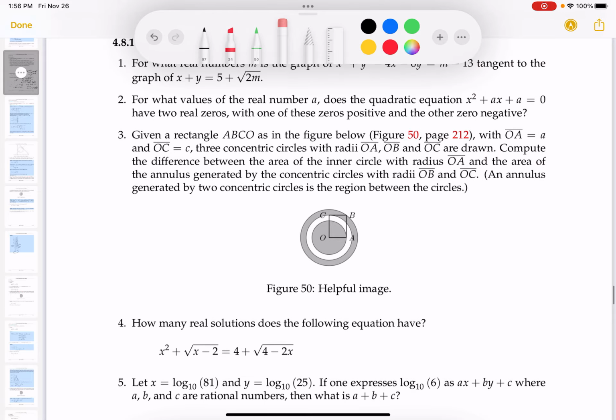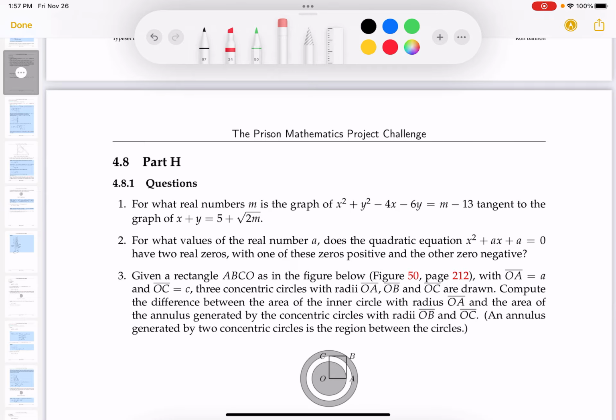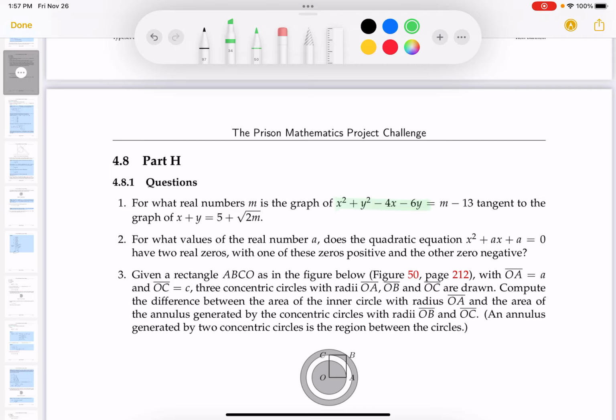So I'm going to look at the other questions, and I'm going to look at number 1 now. Just looking at it, they ask, for what real numbers m is the graph... Well, I'm looking at this over here, and I hope you realize you're looking at an object you're probably familiar with. This is the equation of a circle, and this over here is just the equation of a line.